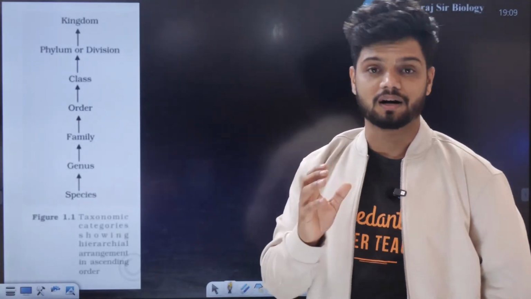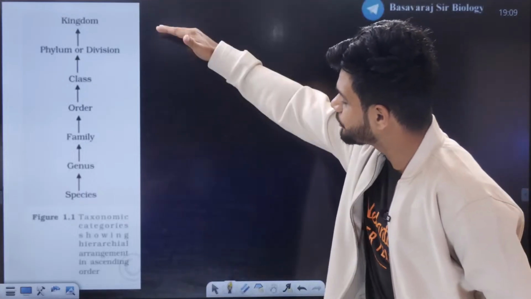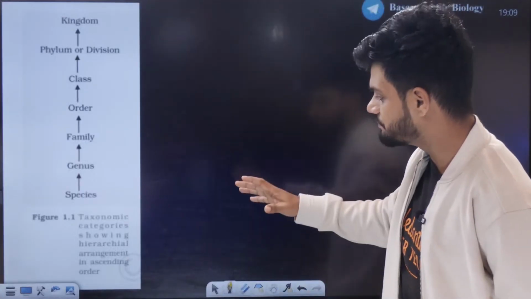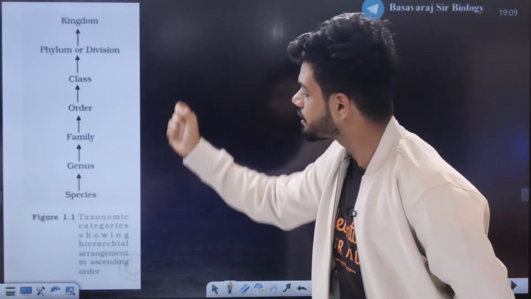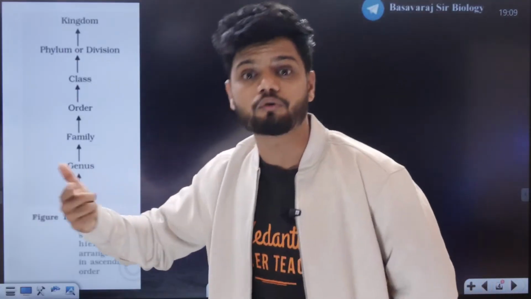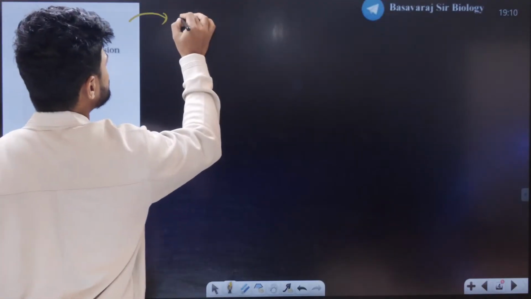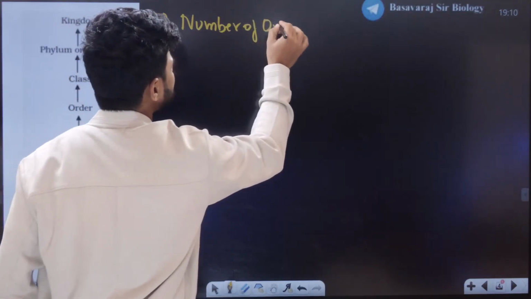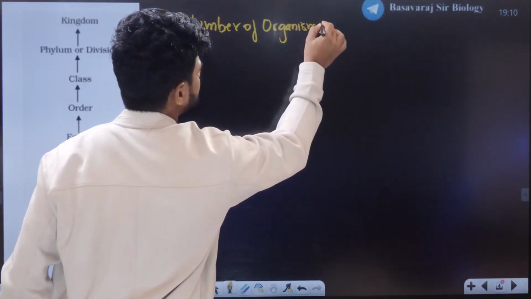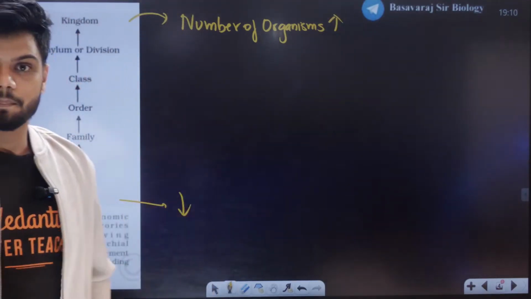Now students, I will ask you a very simple question. Tell me, in which particular section or which particular category do you find more number of organisms? Is it kingdom or is it species? Where do you find more number of organisms? You will tell me, sir, obviously in the kingdom the number of species, the number of organisms is going to be higher. Here we will have less organisms. But will the question come from there?